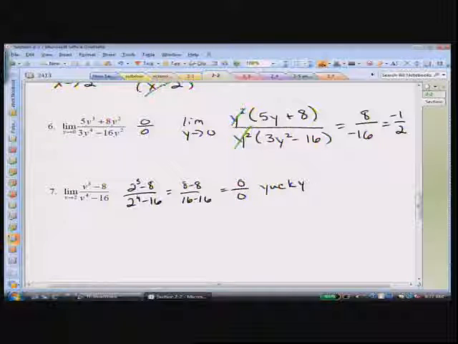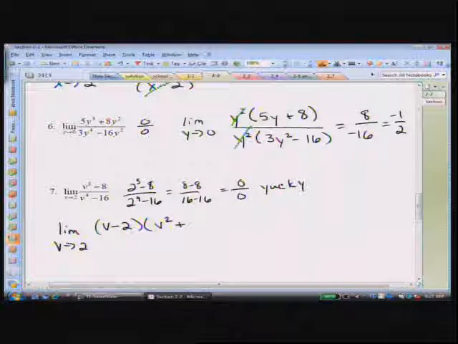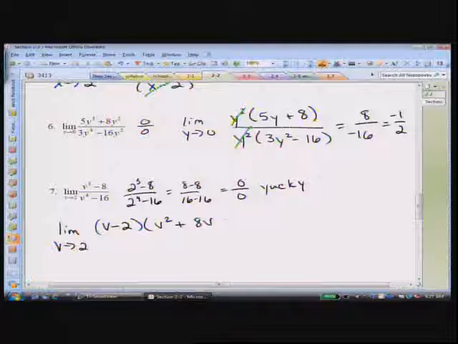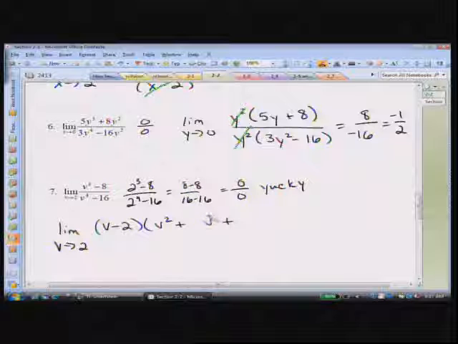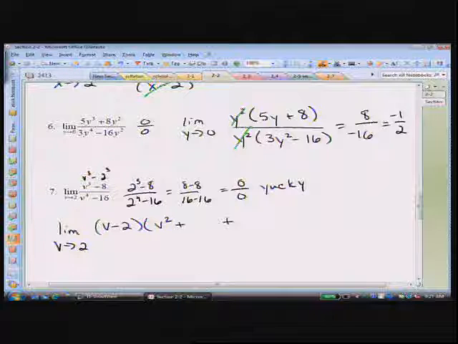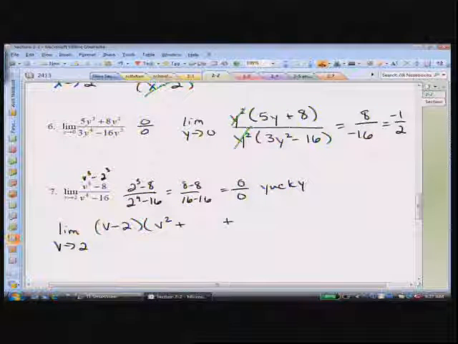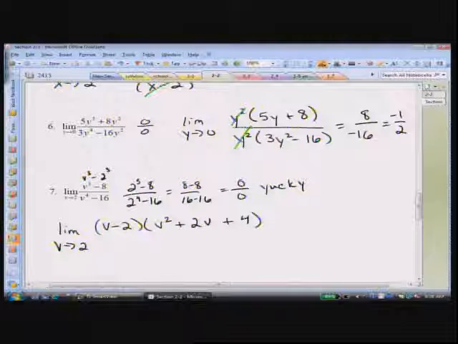So we can write this as v minus 2 times v squared plus ab. Sorry, just kidding. Like this is v cubed minus 2 cubed. So if it's a minus b times a squared plus ab, so that's going to be v minus 2 times v squared plus 2v plus 4. Are y'all following me? That was that formula for the difference of 2 cubes.